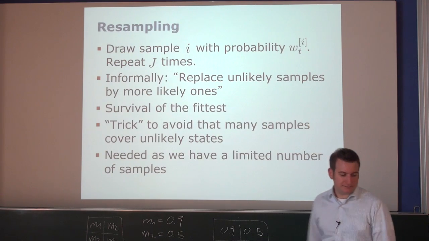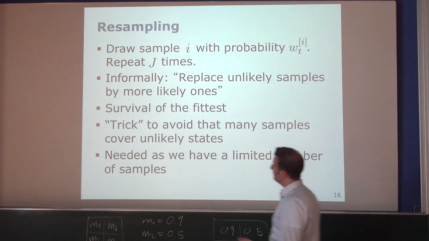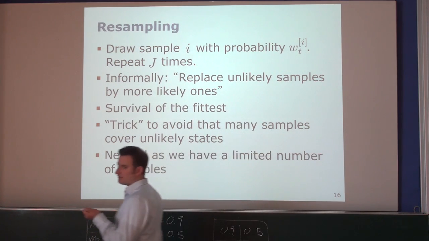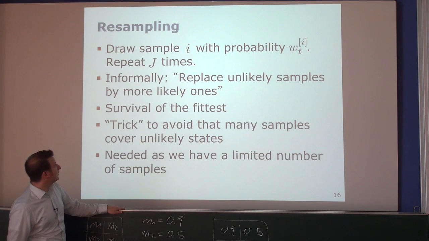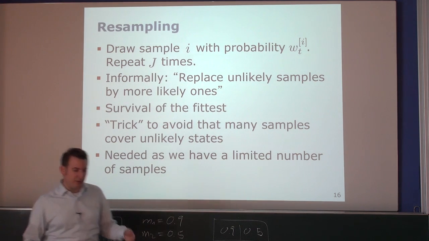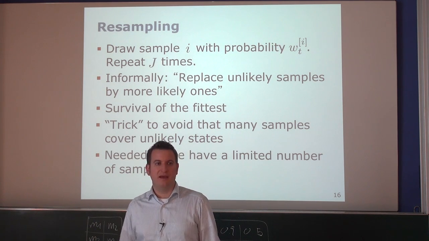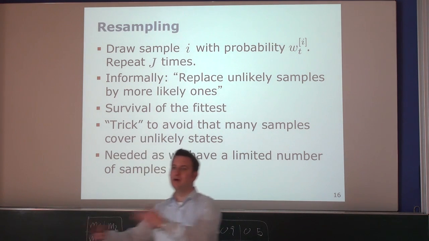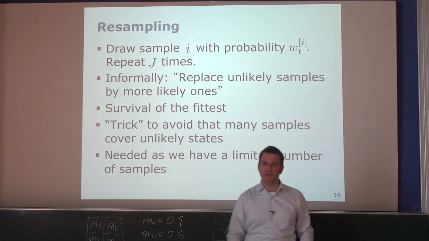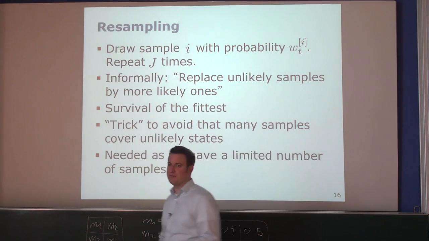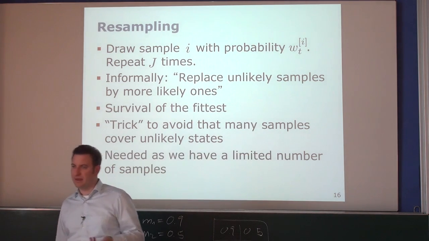Okay. A few words about the resampling step, because it's one of the steps which often sounds a little bit odd to people. So why do we actually do that? We have our weighted sample set, and then I just draw n samples with replacement, and the likelihood of drawing a sample is proportional to the weight. Why do I do that?